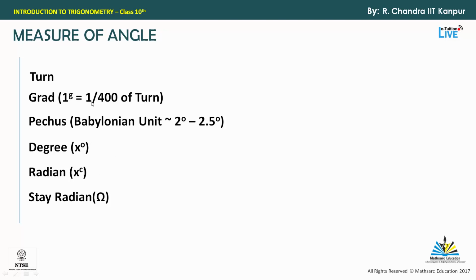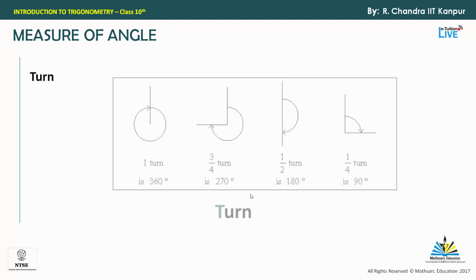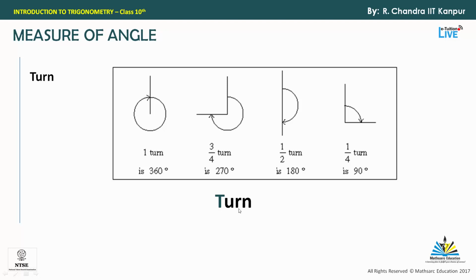Gradient was the angle that is 1 by 400 of a turn, and these angles are less used nowadays. So let's move on, one by one, to how to measure these angles. Let's say first we have turn. You can see here that one turn is considered equal to 360 degrees, and 3 by 4 turn is equivalent to 270, and similarly half turn is equivalent to 180 degrees and 1 by 4 turn is 90 degrees. So from here you can observe what a turn is.